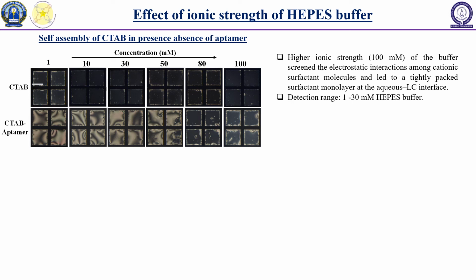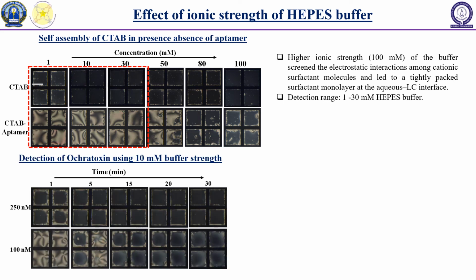Higher ionic strength of the buffer screens the electrostatic interactions among the cationic surfactant molecules, which leads to a tightly packed surfactant monolayer at the aqueous-LC interface, which can't be disturbed by the presence of the aptamer. Therefore, we used the 1 to 30 millimolar HEPES buffer range for the detection of ochratoxin using the LC-APTA sensor.